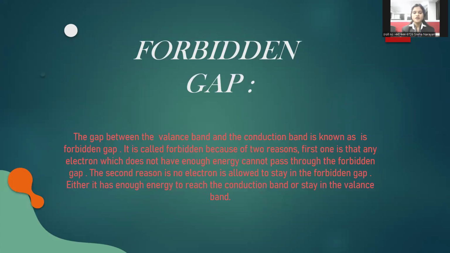Forbidden gap. The gap between the valence band and the conduction band is known as the forbidden gap. It is called forbidden for two reasons. First, any electron which does not have enough energy cannot pass through the forbidden gap. The second reason is that no electron is allowed to stay in the forbidden gap. Either it has enough energy to reach the conduction band or it stays in the valence band.